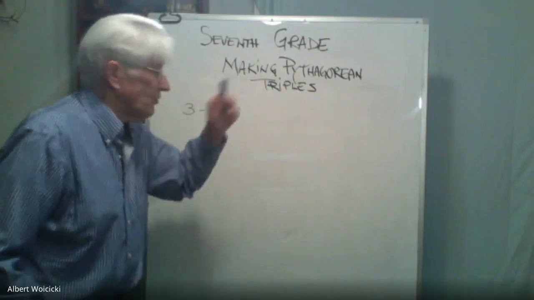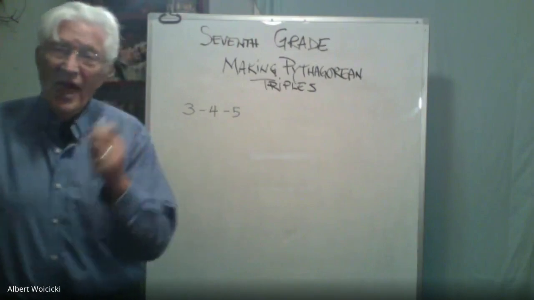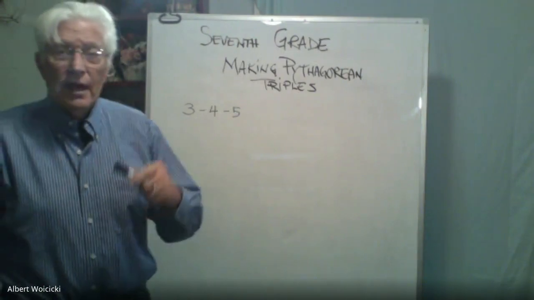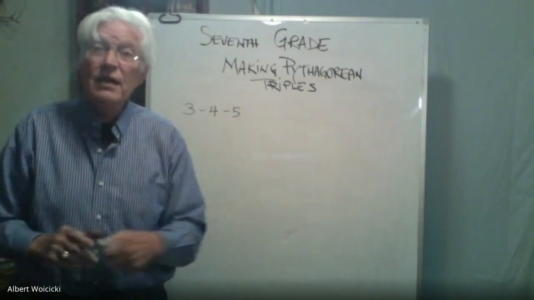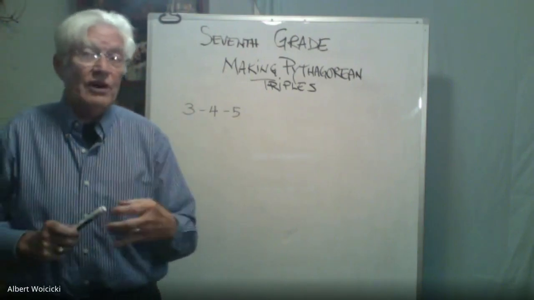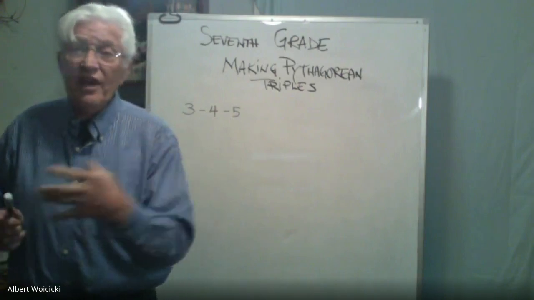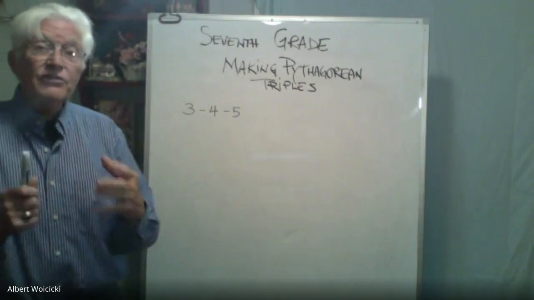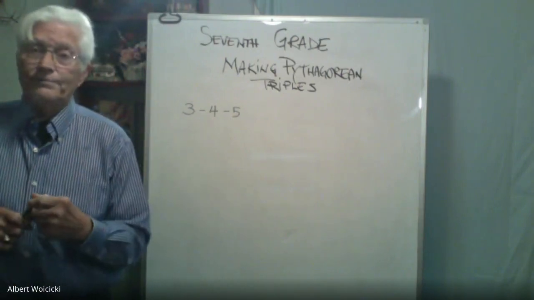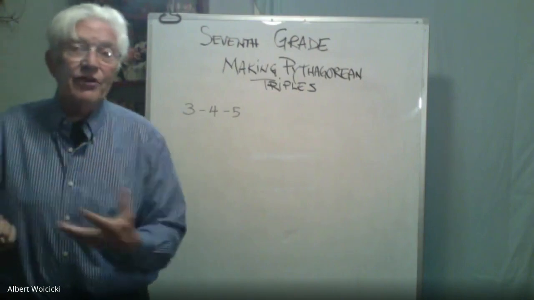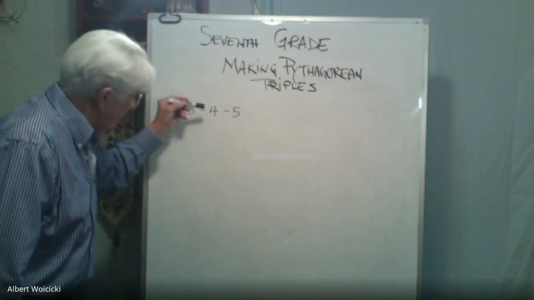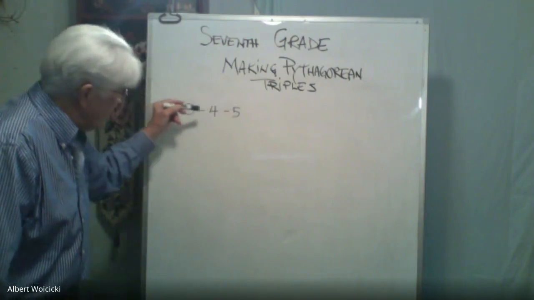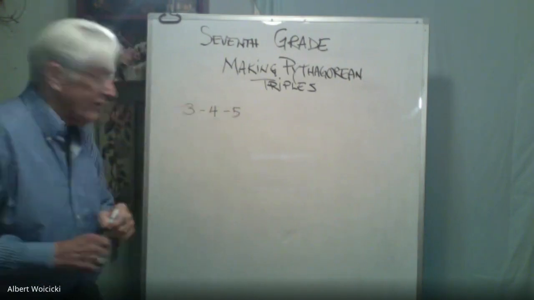Pythagorean triples. A Pythagorean triple. And we've talked about the Pythagorean theorem already, a squared plus b squared equals c squared. But this time, we're going to talk about the integers that work for them. And that's what a Pythagorean triple is. So, the lowest form of that is 3, 4, 5.